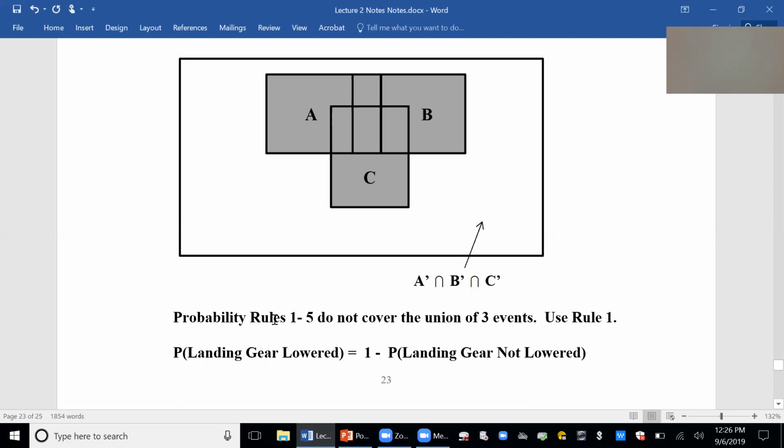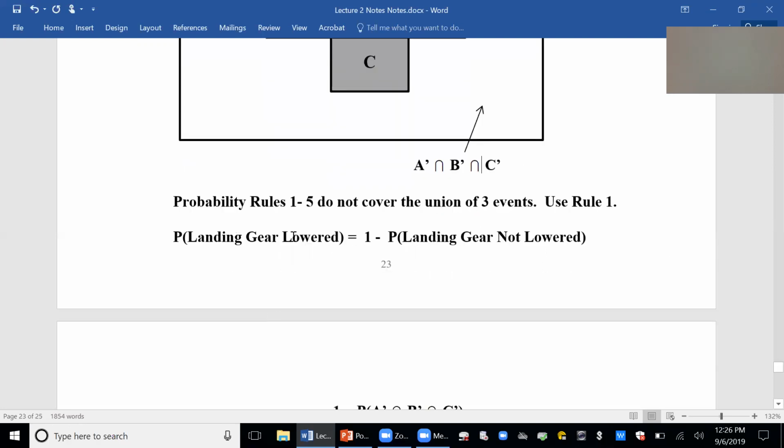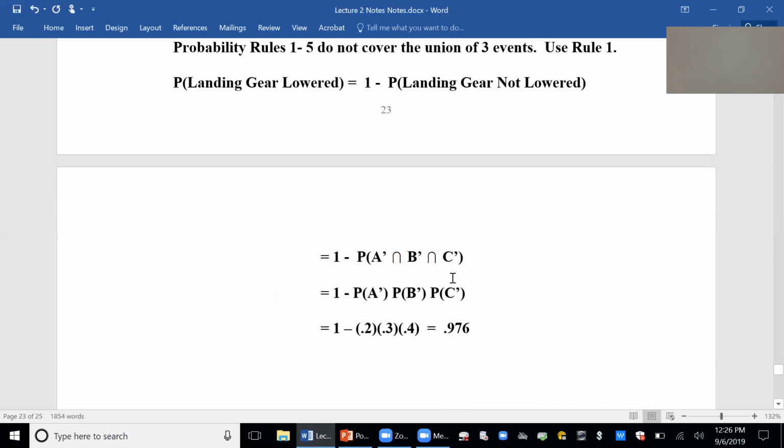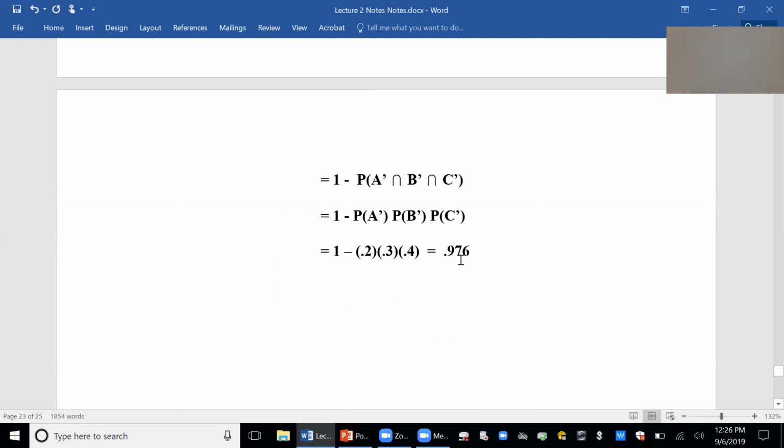So, in order to solve this problem, I'm going to go 1 minus probability that the landing gear will not be lowered. And now, whenever I see a series of intersections, I ask myself, are these events statistically independent? Because if they're independent, I can remove this intersection sign by simply multiplying the probability of the events individually. And yes, the problem did say they were statistically independent.